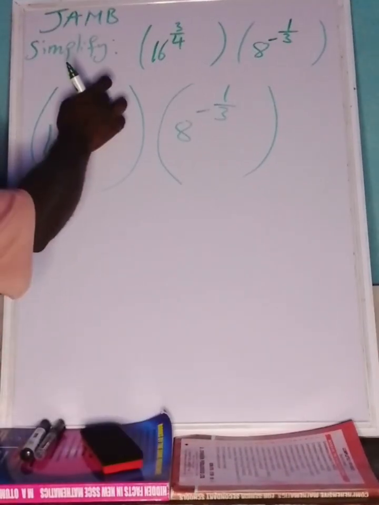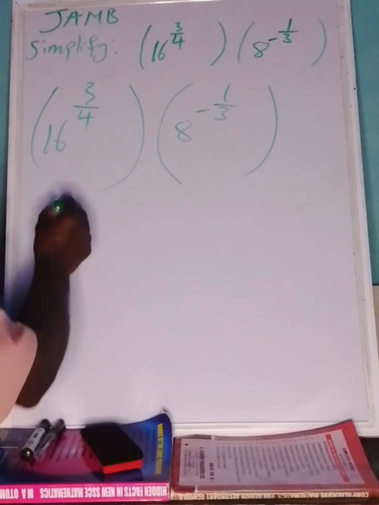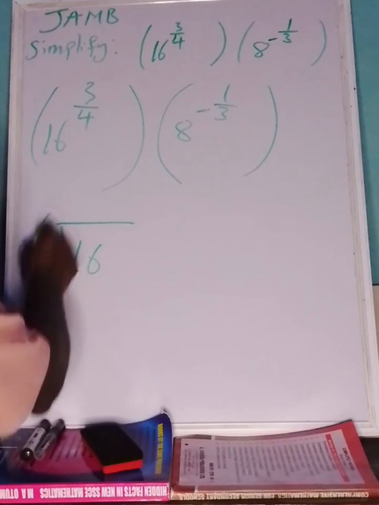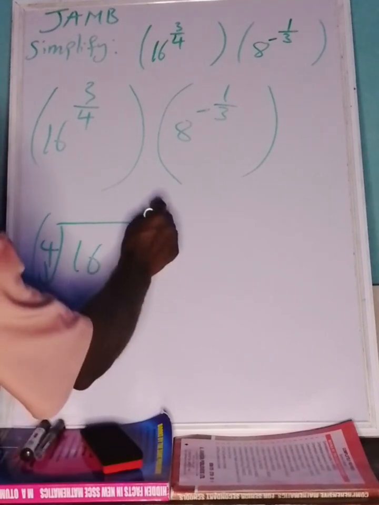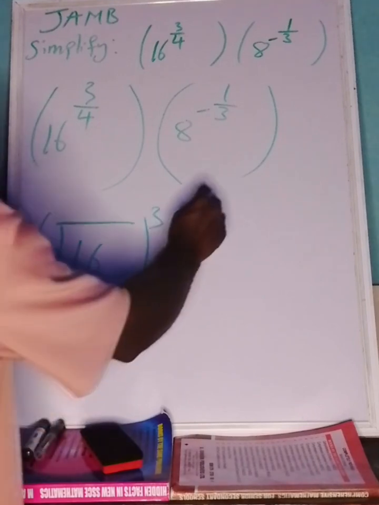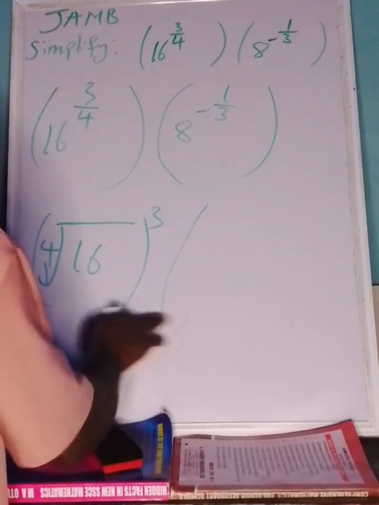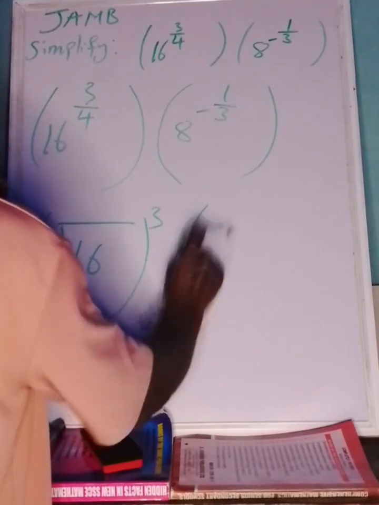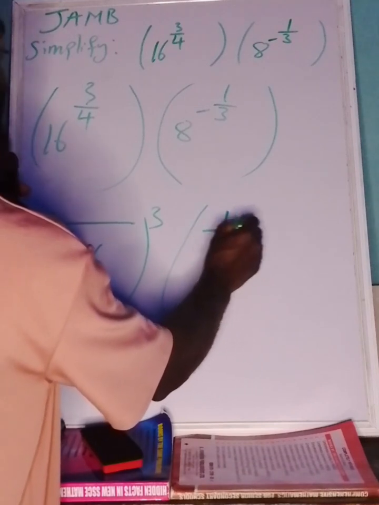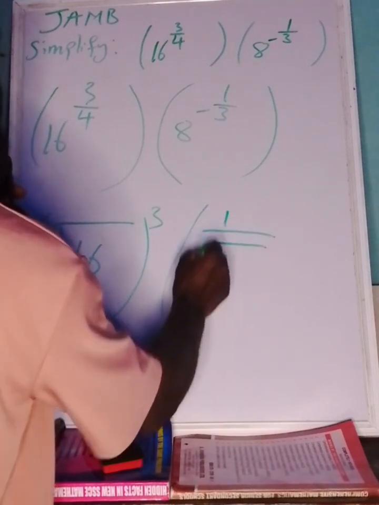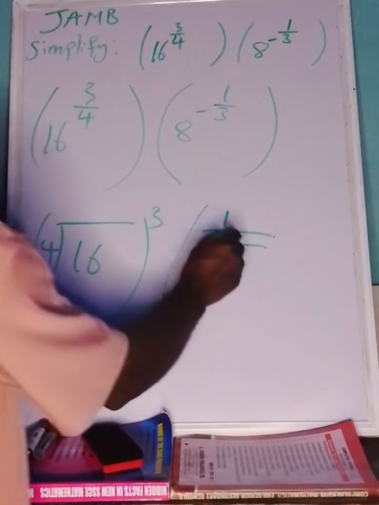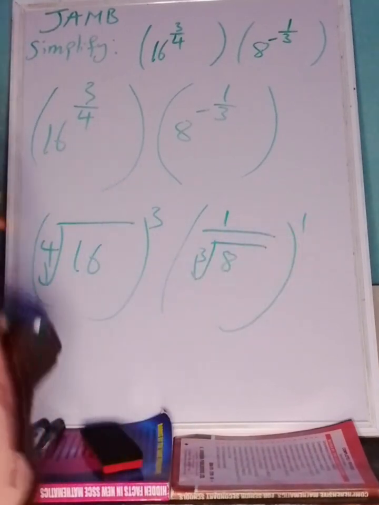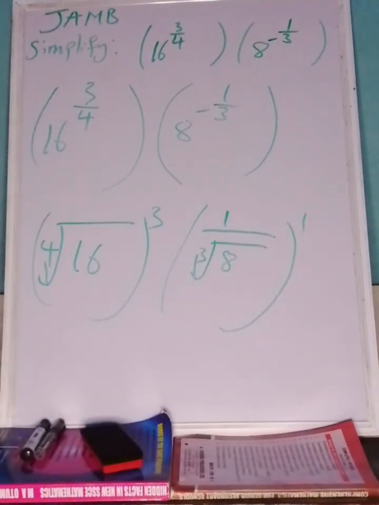So 16 raised to power 3 divided by 4 means the 4th root of 16, and that is raised to power 3. Then another bracket gives us 8. This other bracket now is giving us 1 divided by the 3rd root of 8, raised to power 1. You can see what we have just done now.